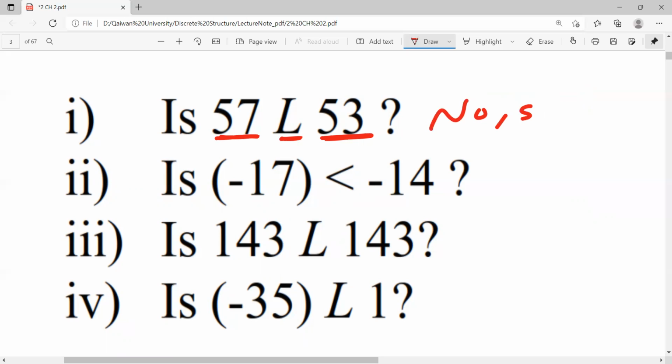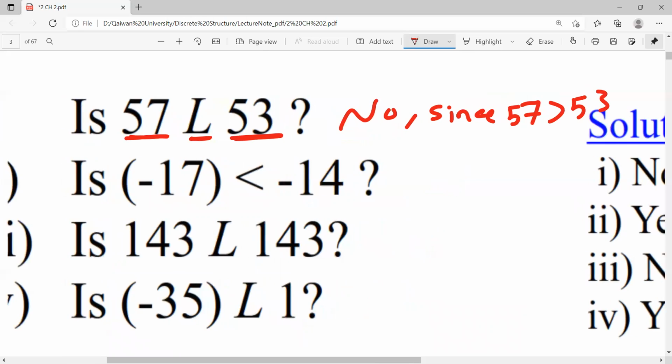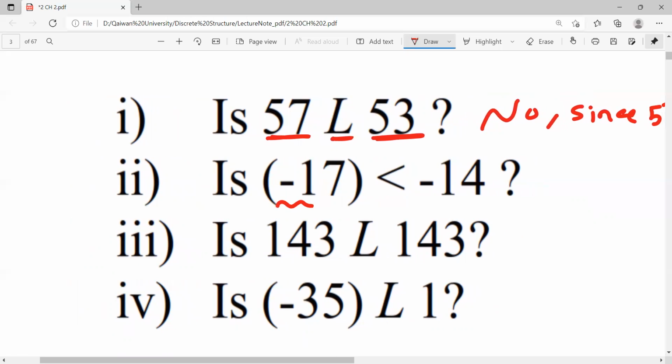Why? Since 57 is bigger than 53, it's not less than 53. The first one must be less than the second one; then it's in the relation. We have minus 17. Is it less than minus 14? Yes, that's true.